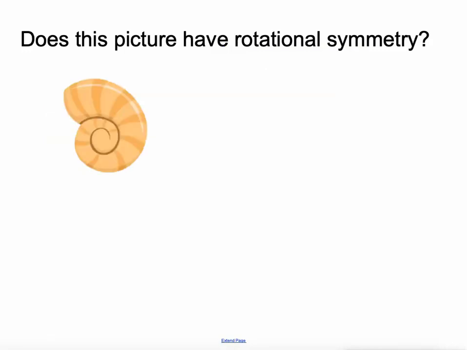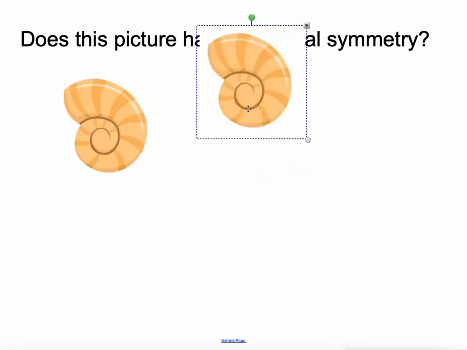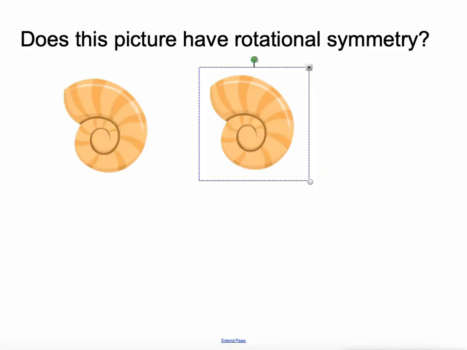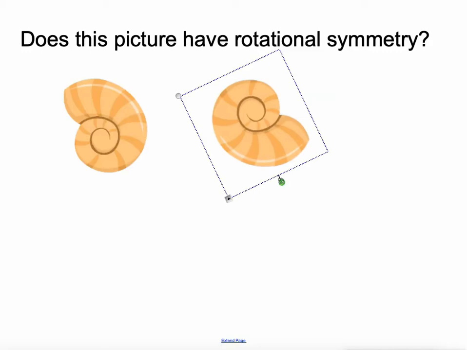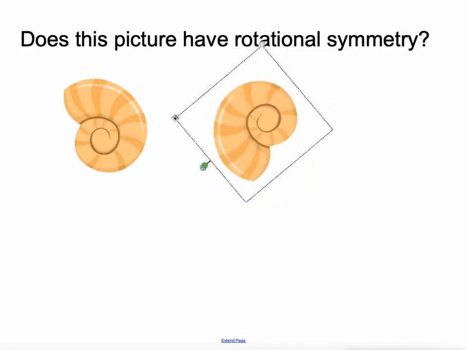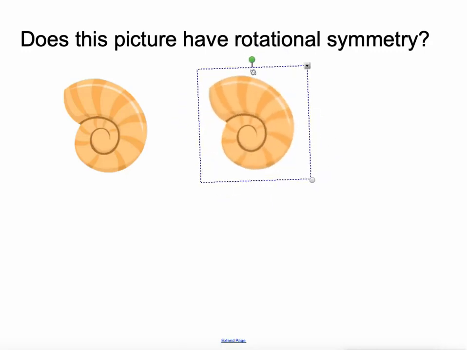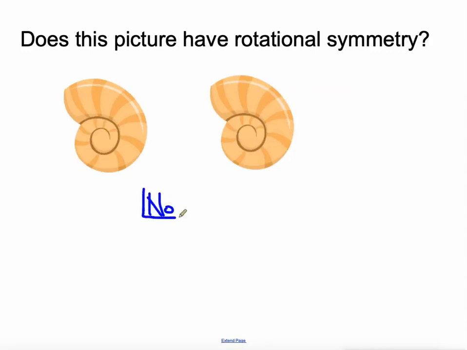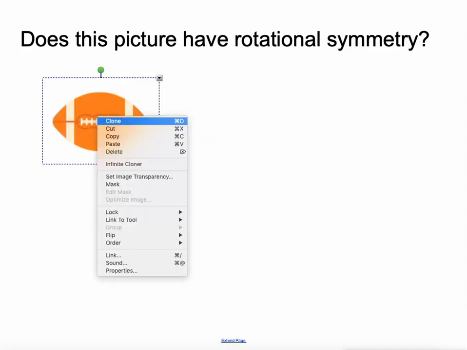All right, what about this one? Again, let's copy it. And let's rotate it. And if we get an identical picture before we go 360 degrees, then it does have rotational symmetry. And I haven't seen it match up perfectly yet, and it's not going to because this does not have rotational symmetry. So we had to go a full 360 to get the picture to match up again.